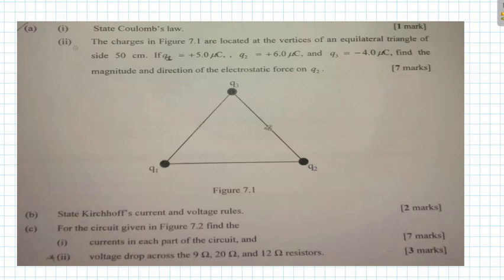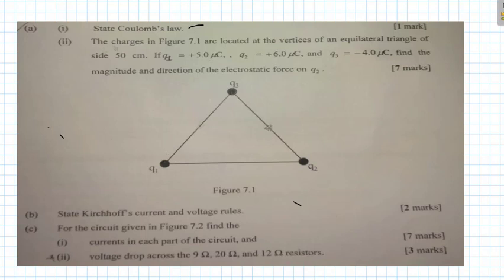So here it first says to state Coulomb's law. You can easily check this in your notes. It says that the magnitude of the electrostatic force of attraction or repulsion between two electrically charged particles is directly proportional to the product of the charges and inversely proportional to the square of the distance. So that is Coulomb's law.